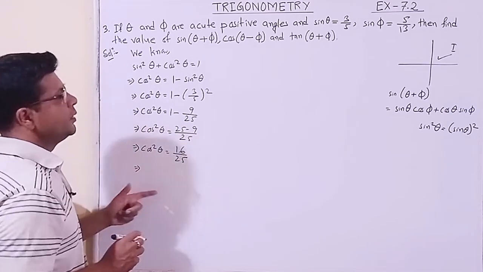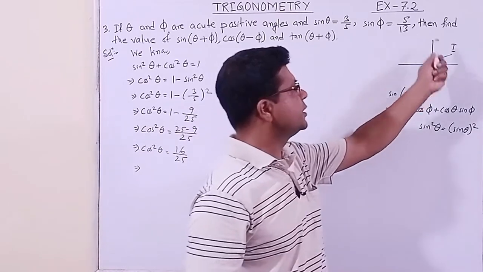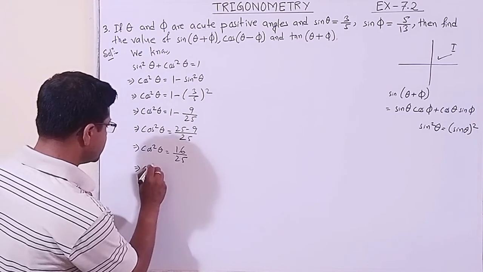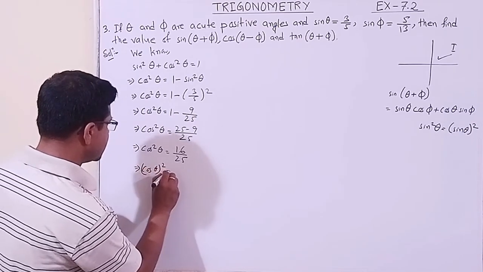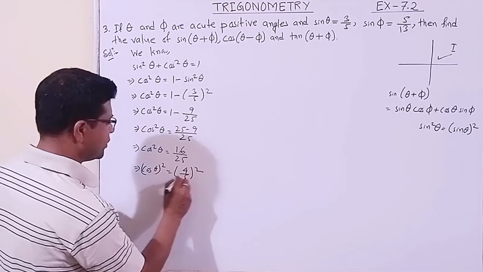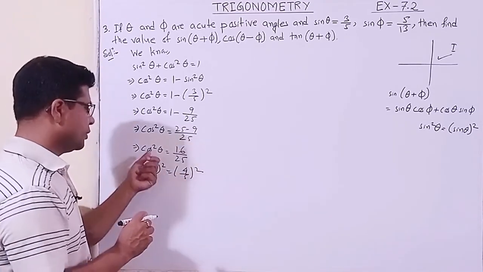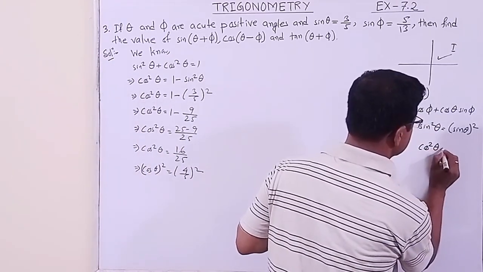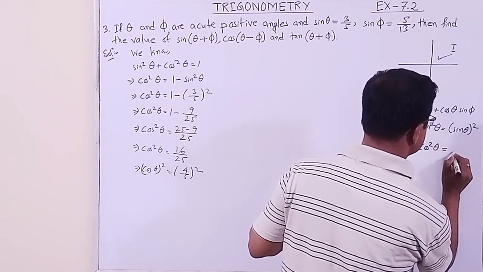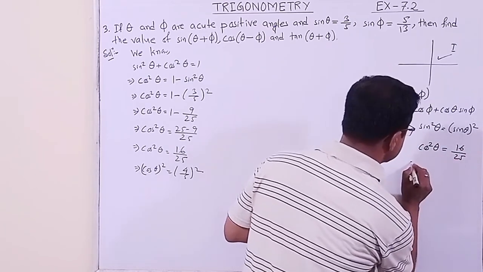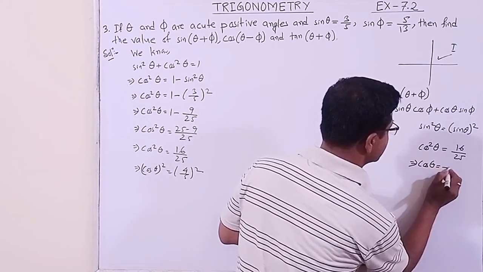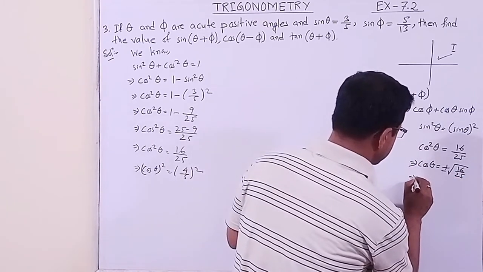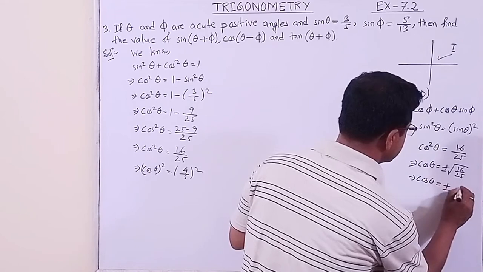Initially we have discussed that all the trigonometric ratios are positive. So cos square theta, that means cos theta squared, we can express as 4 by 5 square. We are not considering any negative value here. But if we want to solve properly, cos square theta equals 16 by 25 means cos theta equals plus minus square root of 16 by 25, as you got in quadratic equations. Cos theta equals plus minus 4 by 5.